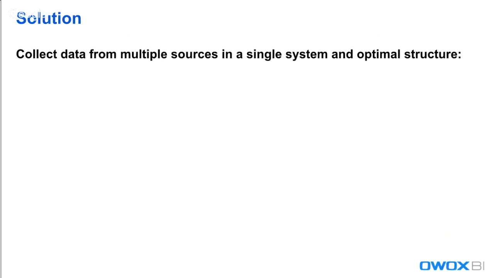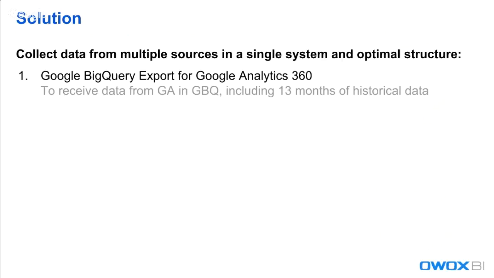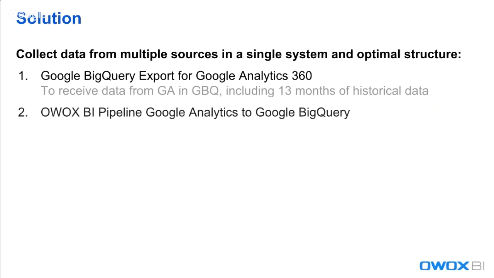So the solution that we chose for Eldorado was to collect and combine data from different touch points in one optimal structure, where Google BigQuery was chosen as the system. We had Google BigQuery native export from Google Analytics, and we also received 13 months of historical data, and we used OWOX BI pipeline to collect data from Google Analytics into Google BigQuery in real time.